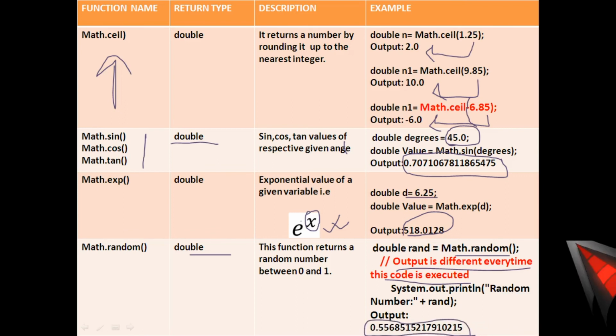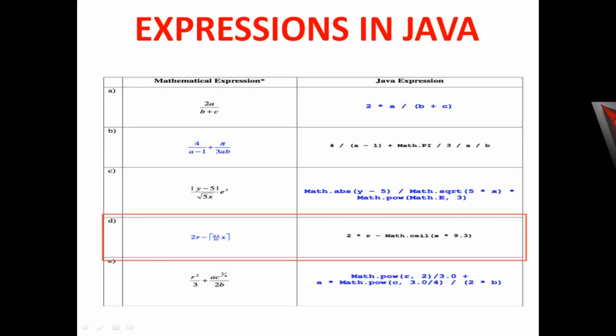Using this, we can write some expressions. These are very important and come in the ICSE question. Let's look at the left side mathematical expression, and programmatically, how do I write them? So if it is 2a by b plus c, in Java we actually write it as 2 into a divided by b plus c within a bracket. It is very important to put brackets and separate them whenever it is required.